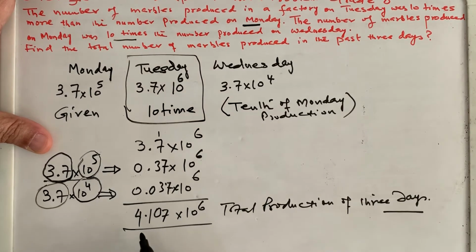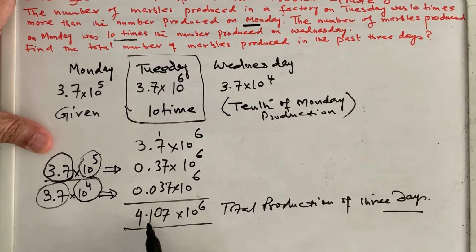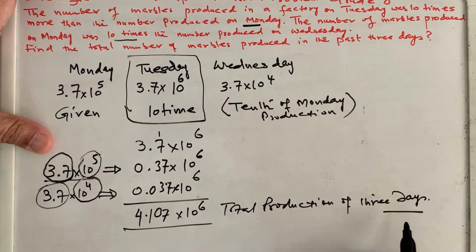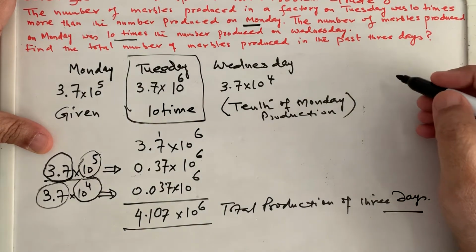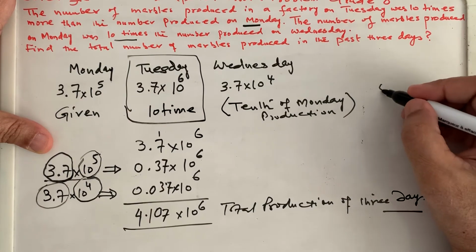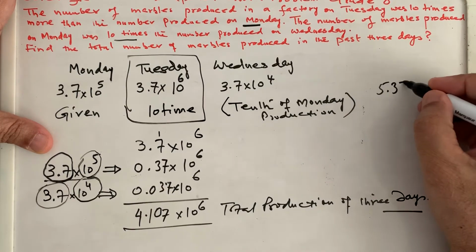So I have my answer as 4.107 into 10 to the power 6, total production of 3 days. Hope you understand it. I can revise a few more things to understand this question. For example, you can see what I am doing here.